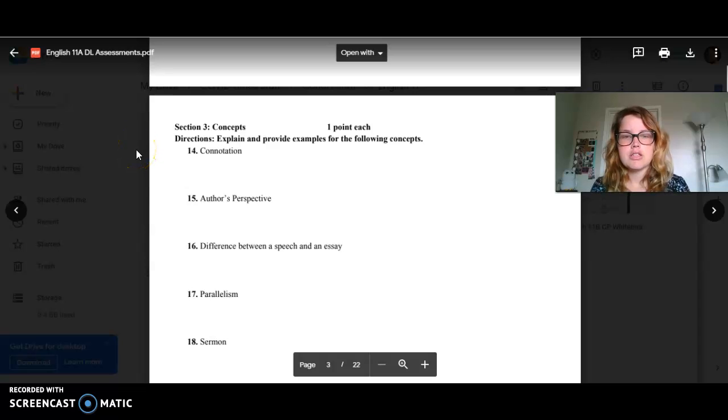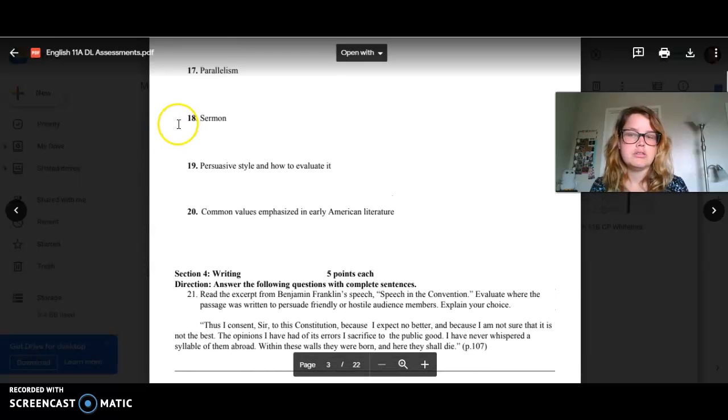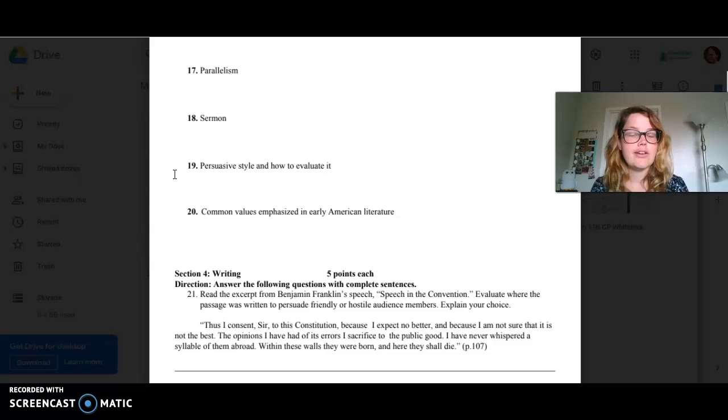And then concepts. Explain and provide examples, with an S, that means more than one, for the following concepts. So connotation, right? Explain what it is, and then give me at least 2 examples, okay? Author's perspective, the difference between a speech and an essay, parallelism, sermon, persuasive style and how to evaluate it, and then common values emphasized by early American literature.